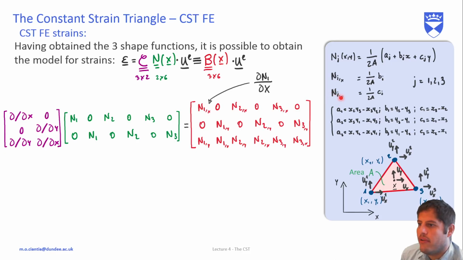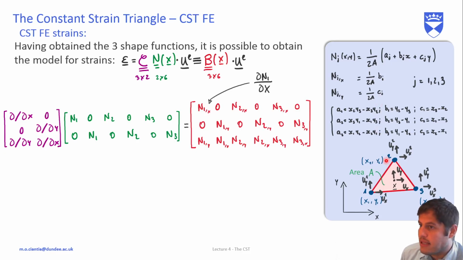Whereas for the derivative with respect to y, I differentiate and I remain with 1 over 2A times c_j, for j = 1, 2, 3, where a, b, c for 1, 2, and 3 look like that. And the area of the triangle is there.